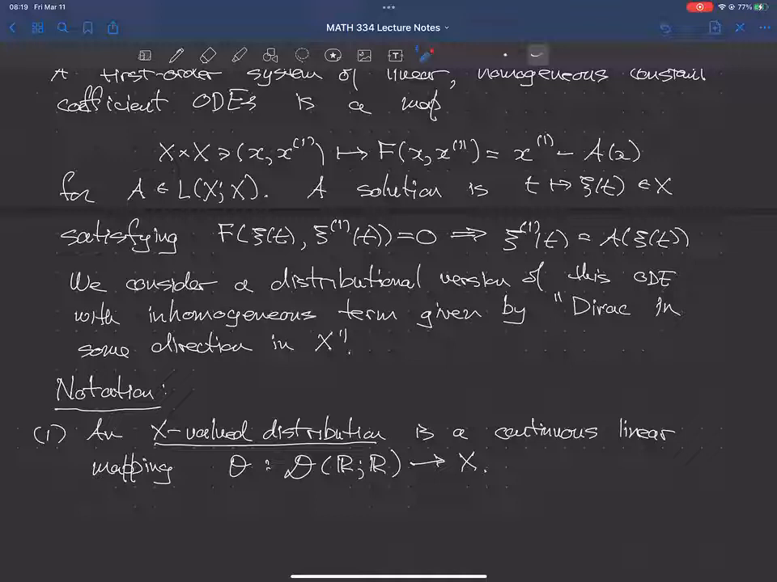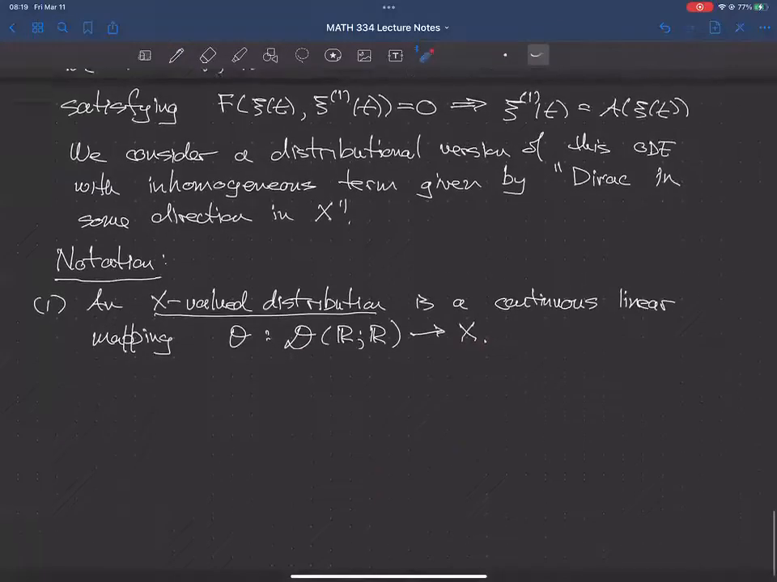Okay, so the point is that that statement has meaning. We can talk about continuity because we have a topology here and we have a topology here. Continuity will mean rather the same thing as it did for distributions, which is that if you have a sequence here that converges to 0, then when you apply theta to that sequence that converges to 0, you'll get a sequence here that converges to the 0 vector in X. Good. That's part one.